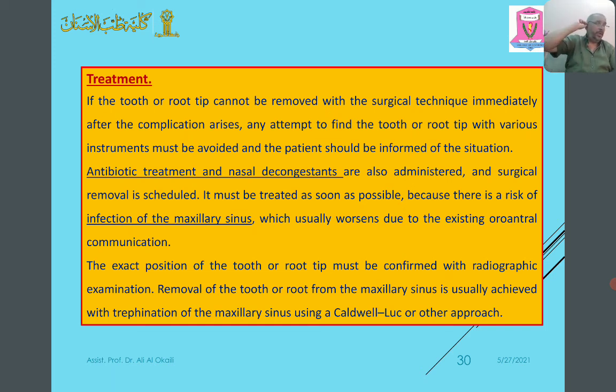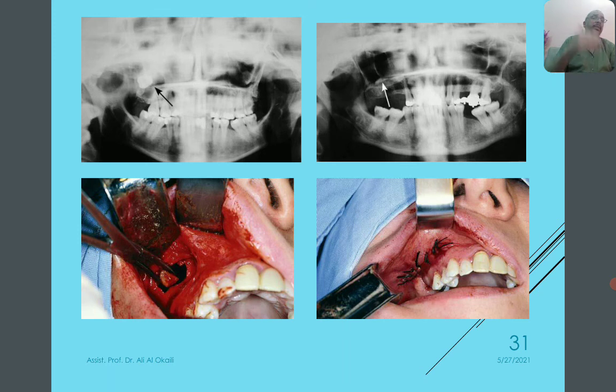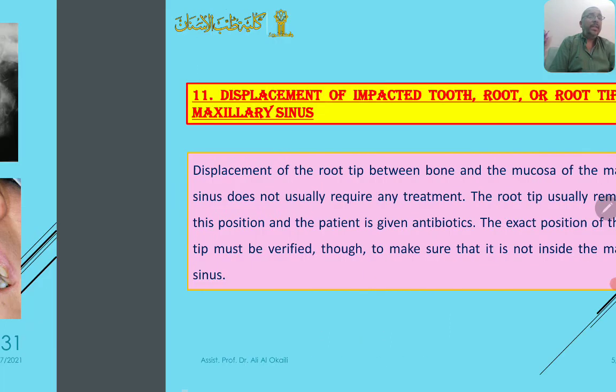That means he isolates the maxillary sinus, makes a special flap, and lifts out the root tip or the tooth displaced into the maxillary sinus. These pictures show how a tooth is displaced into the maxillary sinus and how it is removed from the sinus by the surgical procedure.